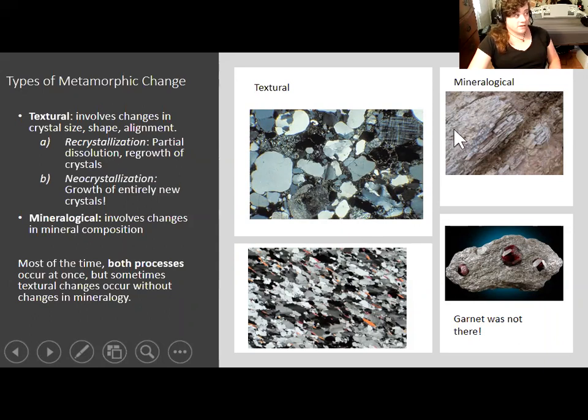But you do sometimes get completely new minerals forming. This is shale, or the mud sedimentary rock, and this is a metamorphic rock, a schist that forms from it. And these garnet crystals were not there before. The garnet was not present when the protolith, shale, existed by itself. But when the shale was buried, the pressure and temperature actually caused new minerals to grow.